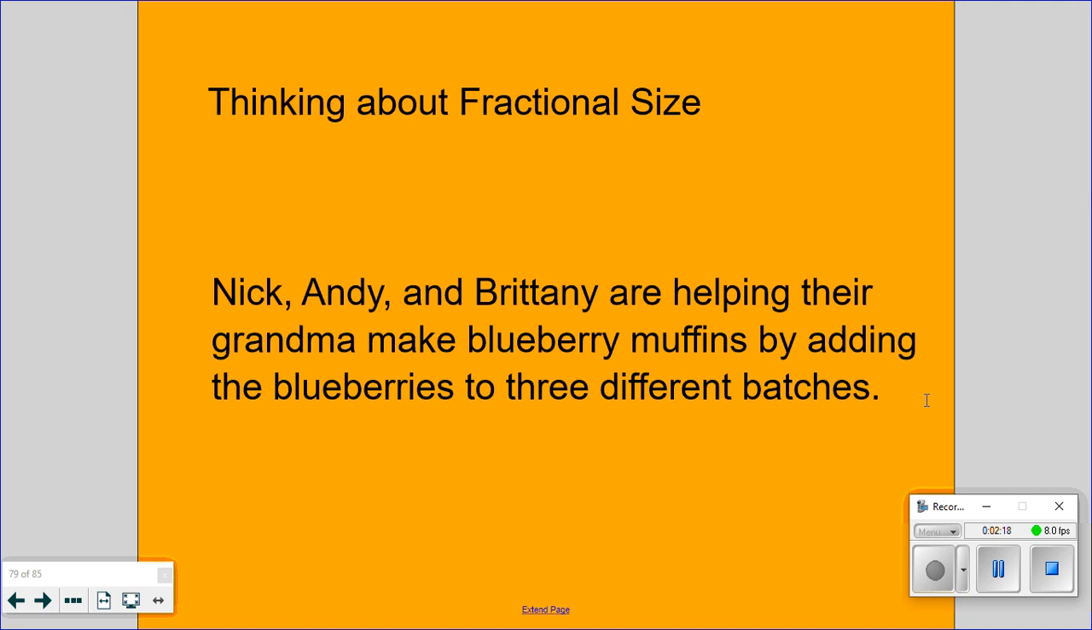Addison, what else might be important to know or that you want to know? Maybe how much blueberries are in muffins? Sure. How many blueberries are in the muffins? That's their job. They're adding the blueberries. How many blueberries are they adding? Ava? How many blueberries are in each different batch? Yep, that's just what Addison just said. You got it. Brogan?